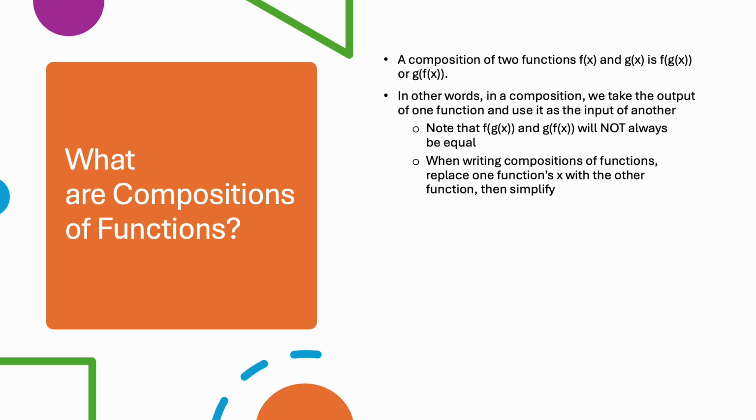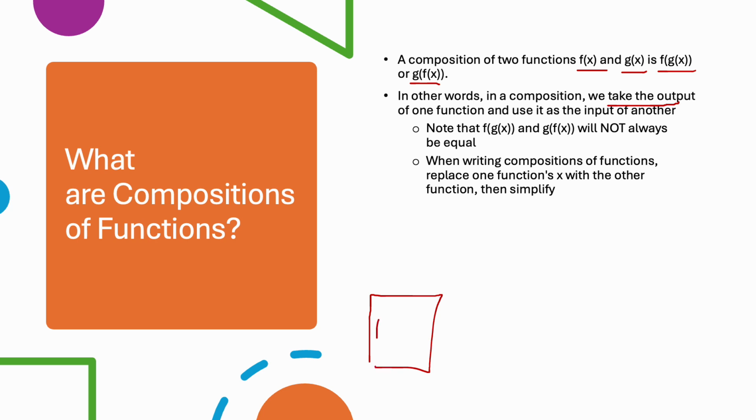A composition of functions, let's say f of x and g of x, is going to be f of g of x or g of f of x. So what does that mean? Well, basically, if we have a composition of functions, we take the output of one function and use it as the input of another. So if we think about it like a machine, right?